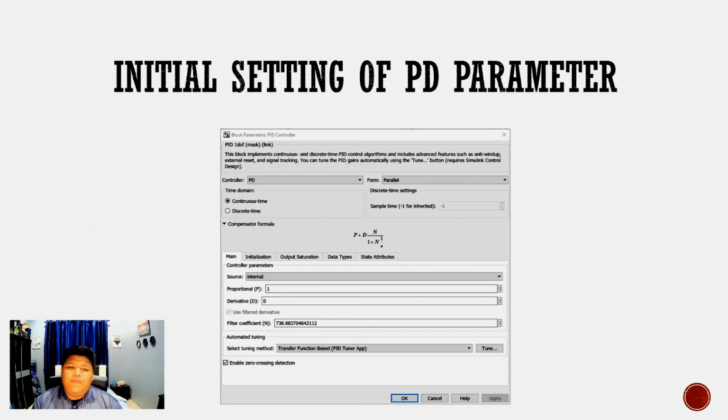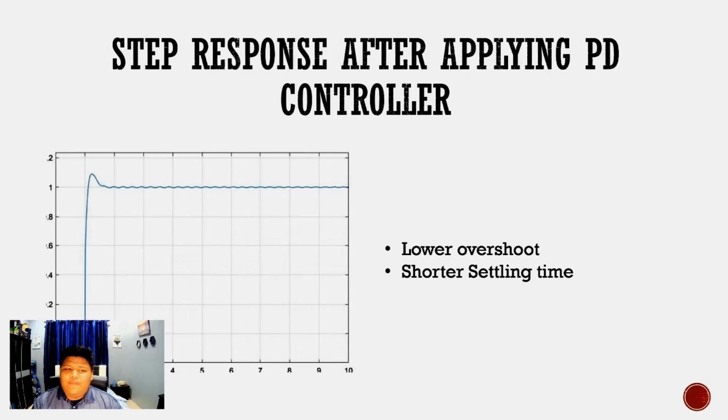Before we tune the parameters of the PD, we need to apply an initial setting of PD, which is P as 1 and derivative D as 0. We tune it several times until we get the optimum parameters. After we get the optimum parameters, we have the trend of the step response like displayed now, and as you can see, the trend now has low overshoot and shorter settling time.